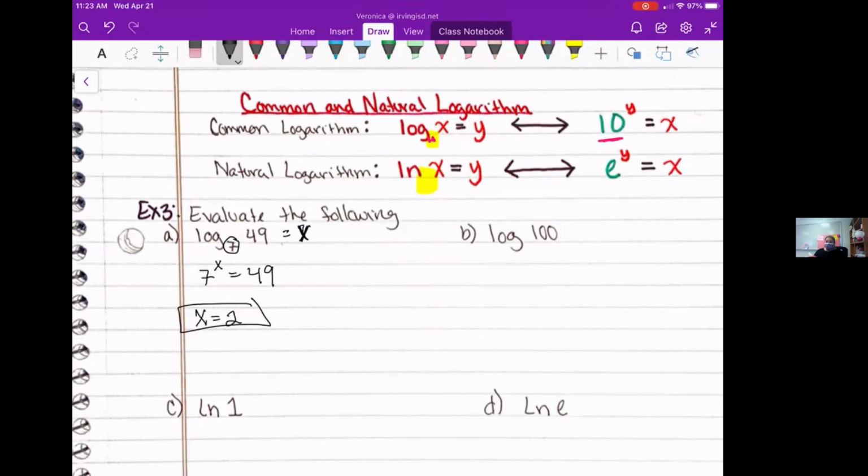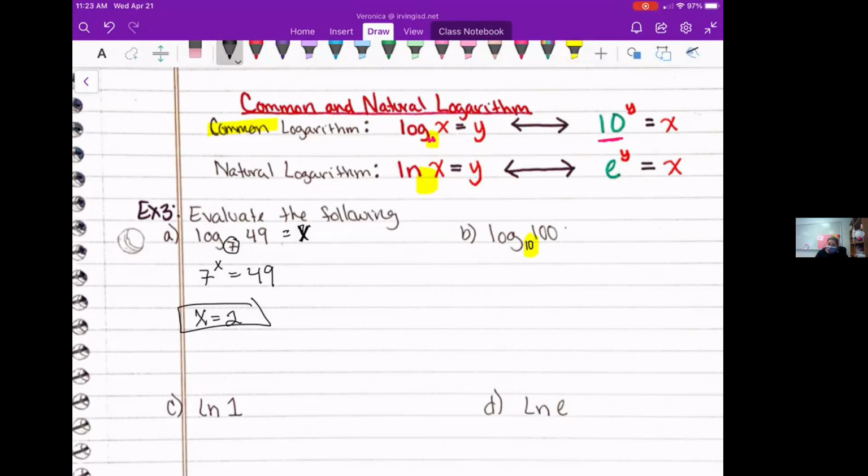Okay, so we had a question, right? So let's do another example. So log, there's not a base here, right? Which is what we talked about in common logarithm. Because there's not a base, this is automatically base 10. So you can automatically fill that in every single time. If they don't give you a number, then it's automatically 10.